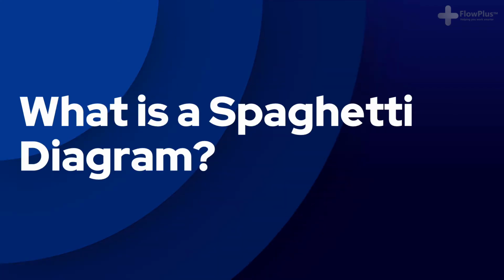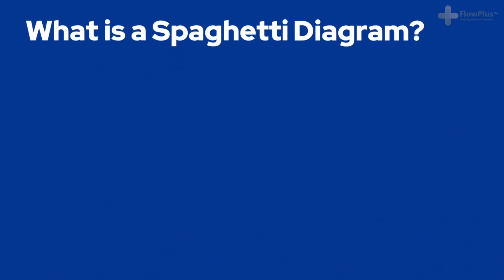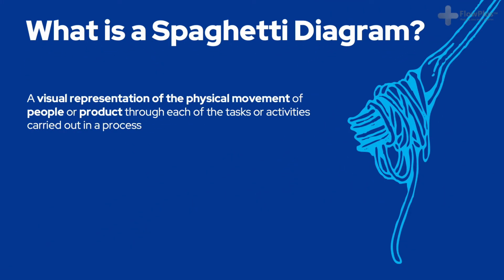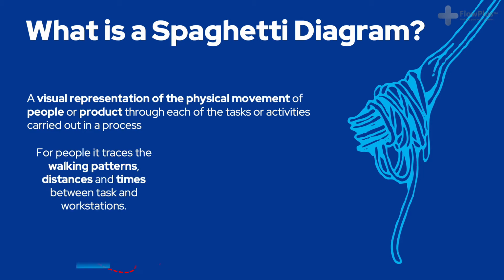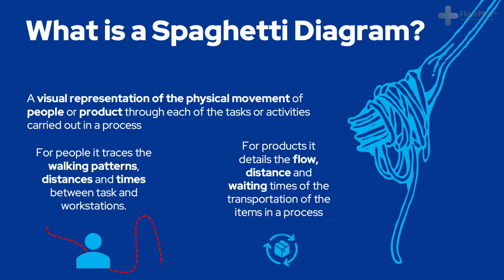Well, it's a visual representation of the physical movement of people or products through each of the tasks or activities carried out in the process. When used with people, it traces walking patterns, distances, and times between tasks. When used for products, it details the flow, distance, and waiting time of the transportation of the item.